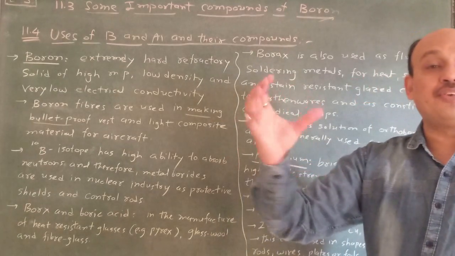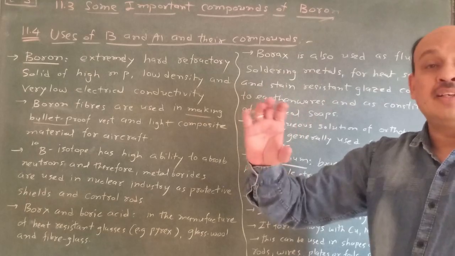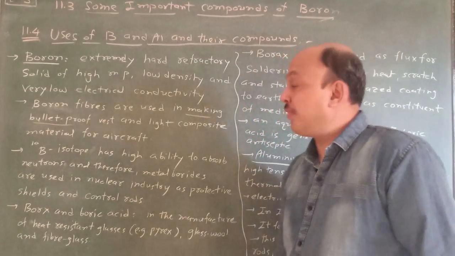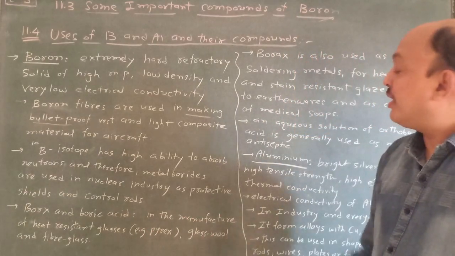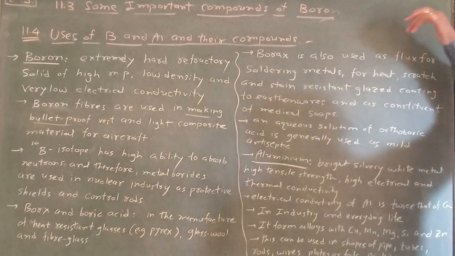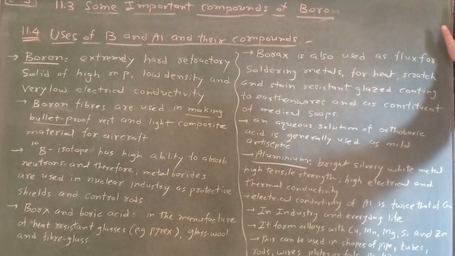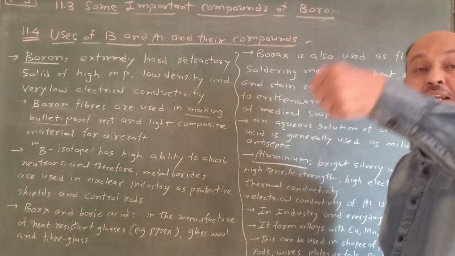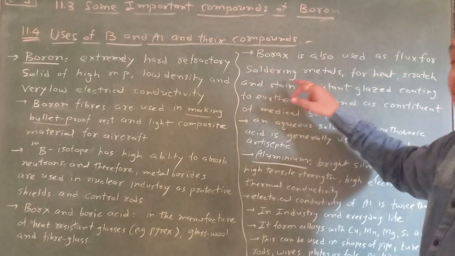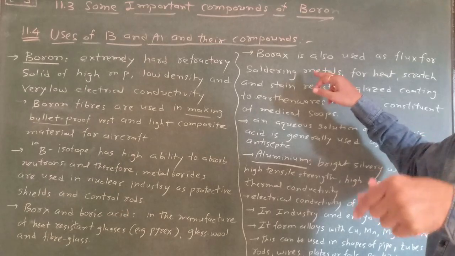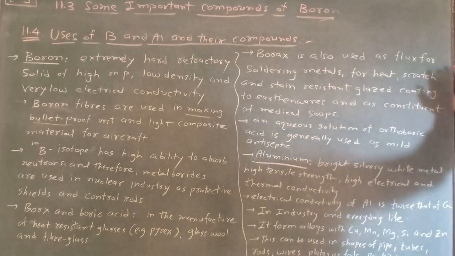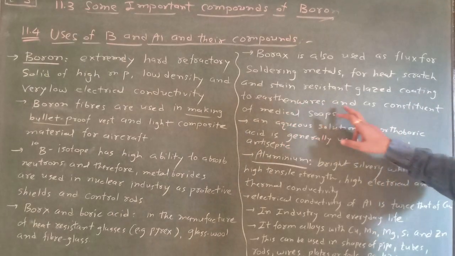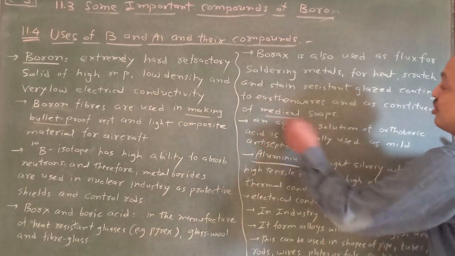Pyrex glass in the laboratory, if you see any beaker, it's borosilicate, Pyrex glass. Glass wool and fiber glass are also formed from boron. Borax is also used as a flux for soldering metals. You know that soldering is very important when one wire is joined with another, to connect a particular instrument. It is also used for heat, scratch and stain resistant glazed coating to earthenwares and as a constituent of medical soaps.